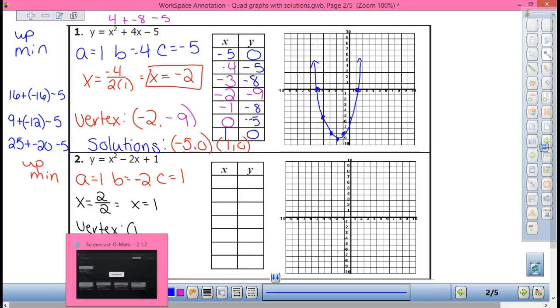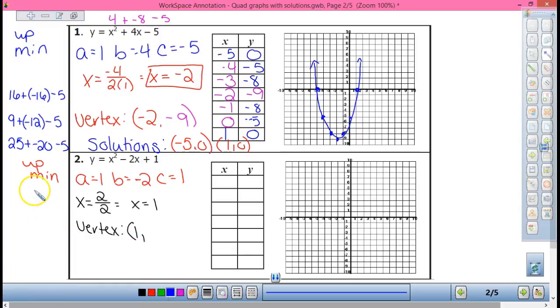Now I have to do what? Plug it in. So 1 squared is 1 minus 2 times 1? Minus 2 plus 1 gives me 0. So my vertex is 1, 0. Goes in the middle. 2 numbers smaller: 0, negative 1. 2 numbers bigger: 2 and 1. Oh, just kidding. 2 and what? 3.